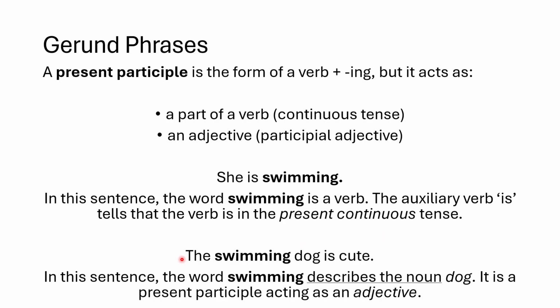The swimming dog is cute. In this sentence, the word swimming describes the noun dog. It is a present participle acting as an adjective. These examples of a verb plus ing are for direct comparison to gerund phrases. In this lesson, the focus is gerund phrases.